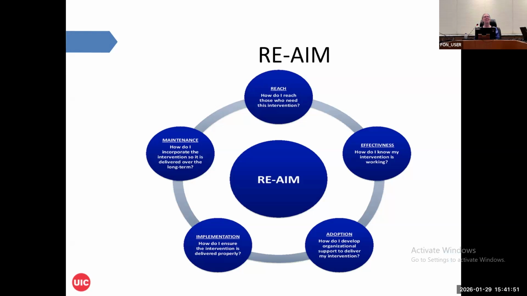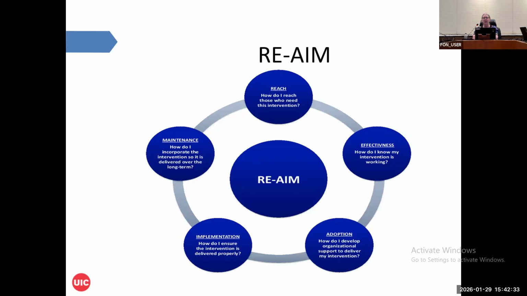The second most popular implementation framework is RE-AIM. So I want to introduce you to that as well. RE-AIM is an abbreviation of reach, effectiveness, adoption, implementation, and maintenance. And I think one of the reasons that RE-AIM goes a little bit further than CFIR is that it does focus on the maintenance, where CFIR really stops at the implementation thereof.